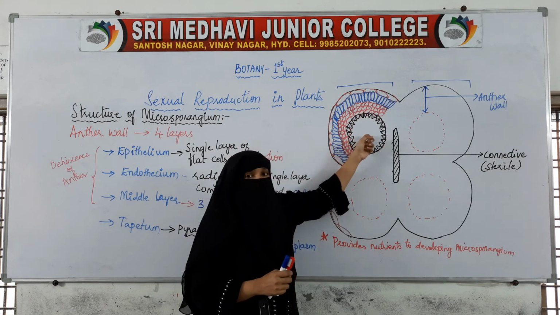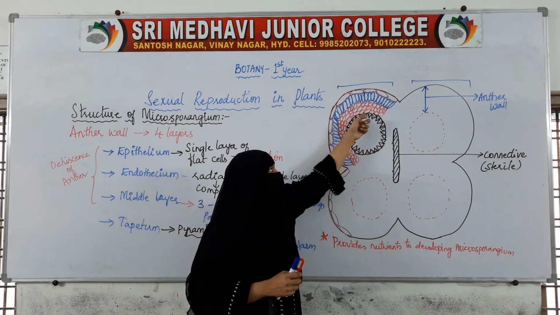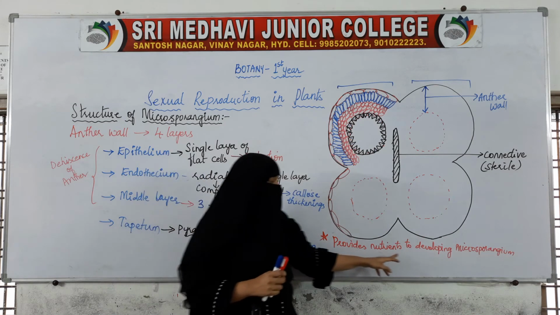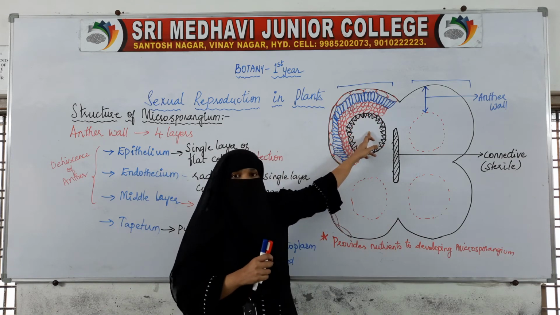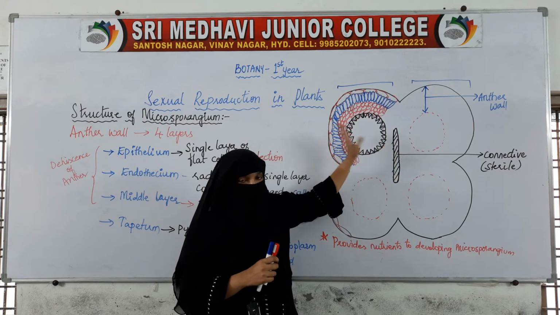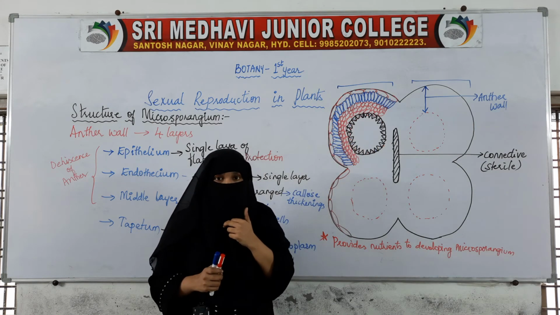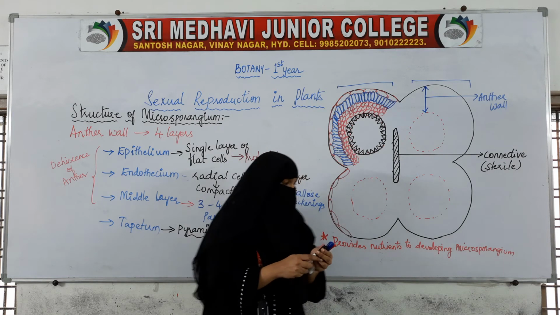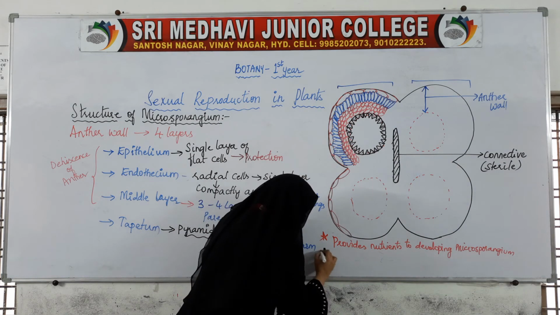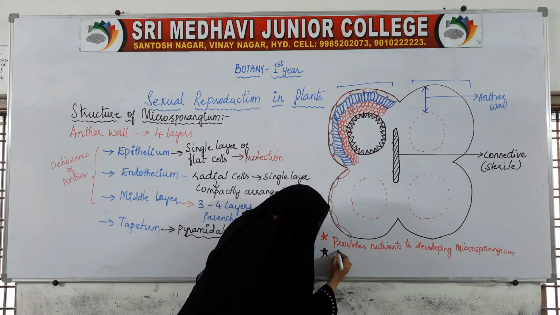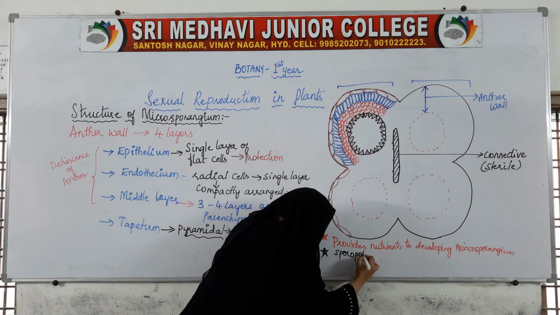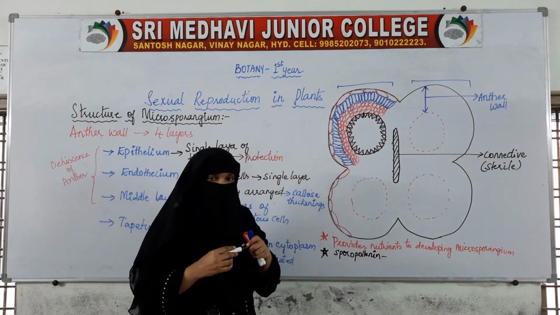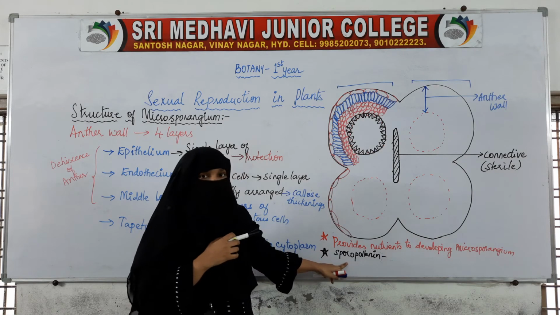For the development of the microsporangium, the tapetal cells have thick cytoplasm, which provides nutrients to the developing microsporangium. Apart from this, it also helps in the production of a substance called sporopollenin.